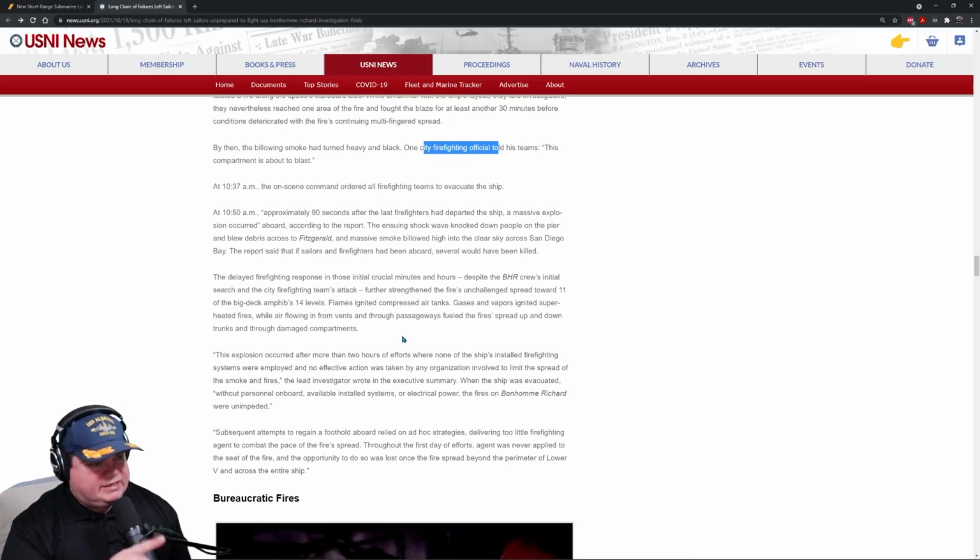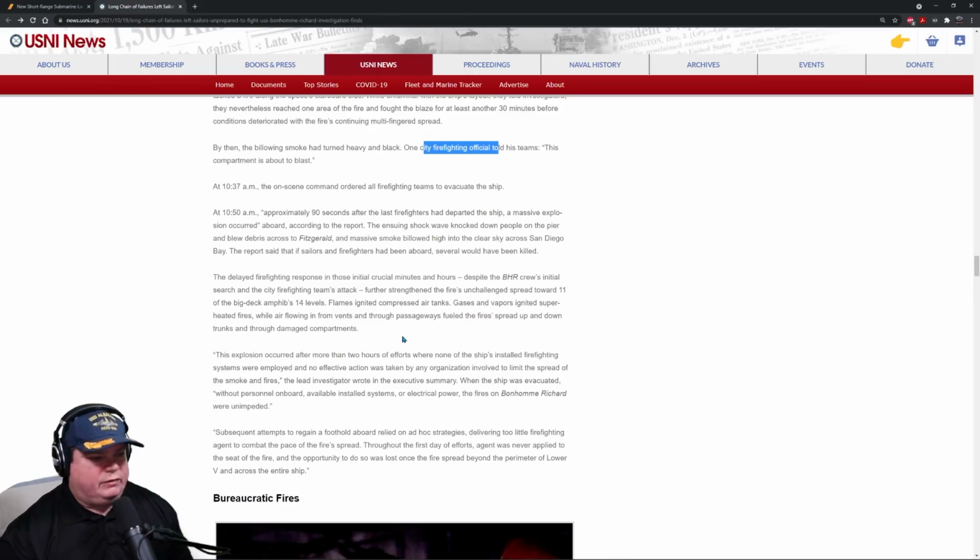Okay, back to 10:50. After the explosion, the ensuing shockwave knocked down people on the pier and blew debris onto the Fitzgerald, which was the destroyer at the same pier as they were. A massive smoke billowed high into the clear San Diego sky. The report said sailors and firefighters, had they been on board, would have been killed.